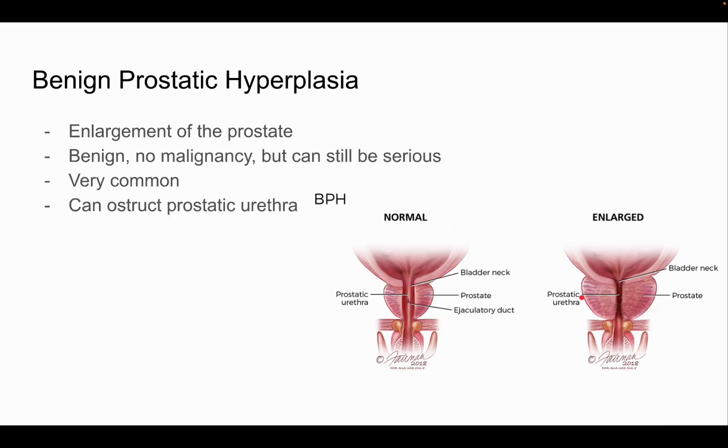Benign prostatic hyperplasia is a condition affecting the prostate. This is an enlargement of the prostate. It's benign, which means there's no malignancy, but it can still be serious. Why? You might have to take a quick guess. Well, the prostatic urethra is going to be compressed, and if that closes up, then you can't pee, and that's a urologic emergency. It can cause renal failure if it gets backed up.